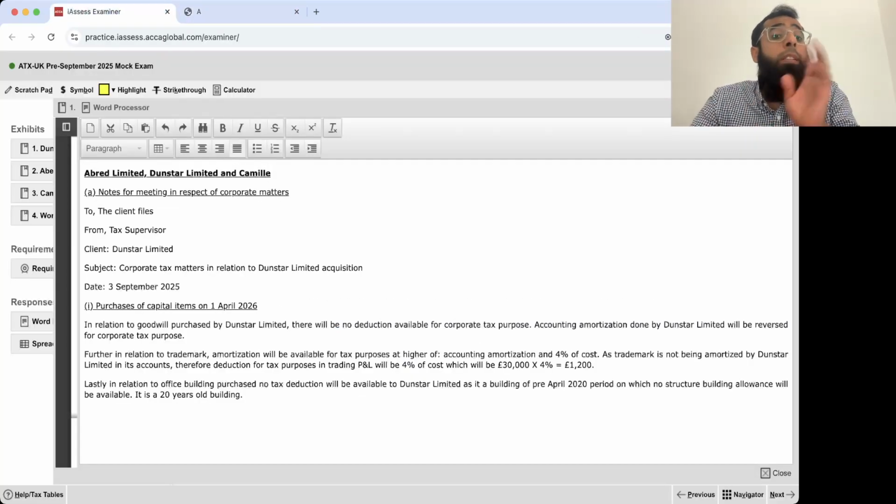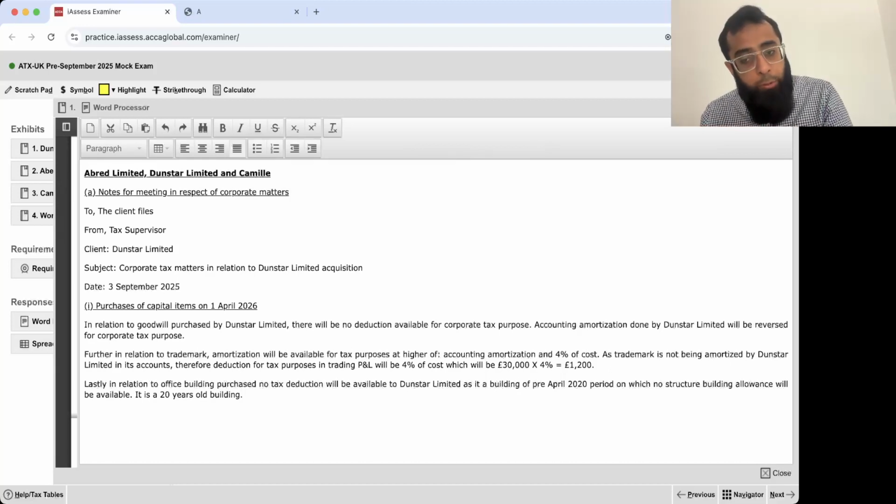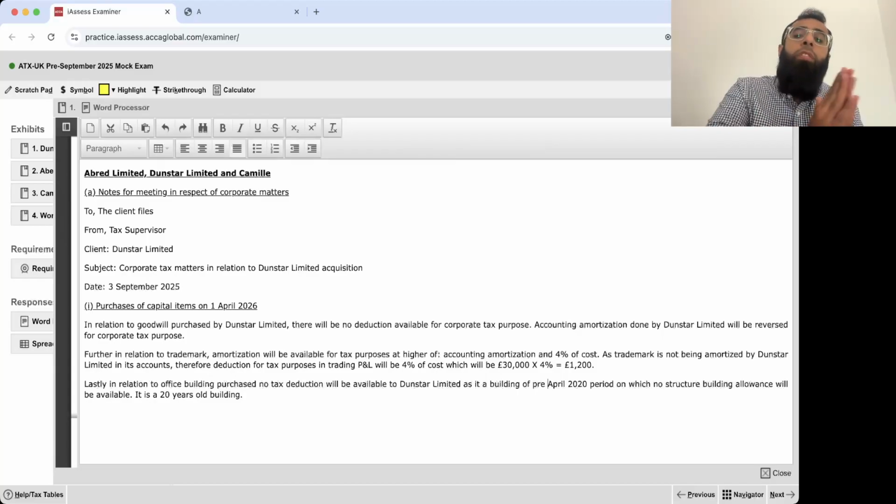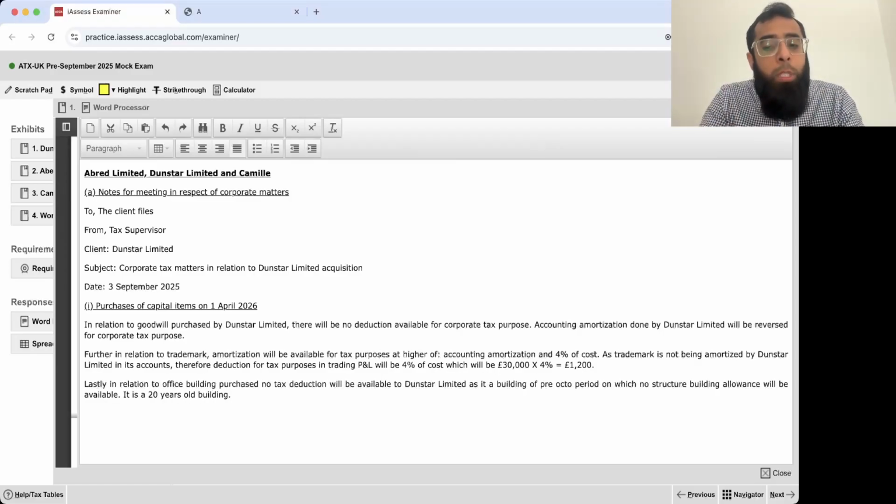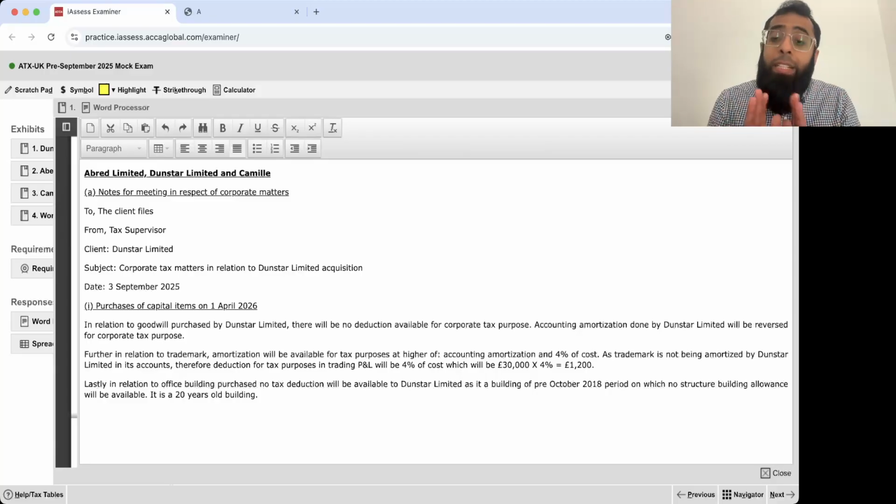Okay. Now, it is a 20 years old building. So, if you want, you can refer to the date of October 18. That is also acceptable. And if someone refers to the date of April 20 for our examination, that was also the applicable date. So, you can refer to any of them, whichever you remember. Both are acceptable. I'm writing October 2018 because that was the original launch date of this relief. But if someone refers to April 20, that is also acceptable because for exam purposes, the examiner has stated that we consider structure building allowance from April 20. That was the date from which it was introduced in our course.